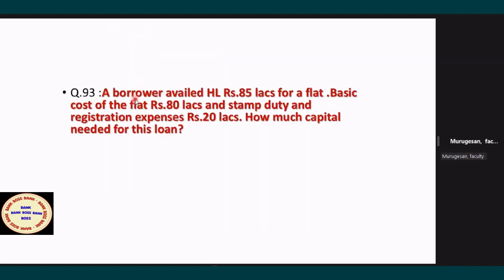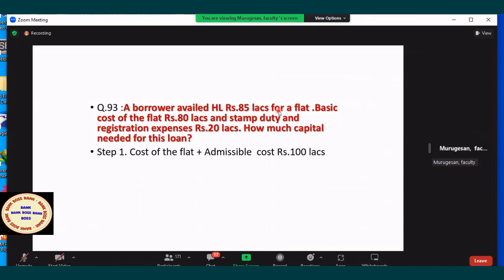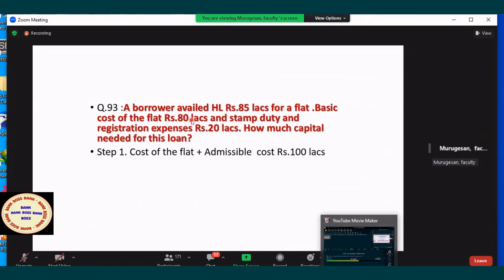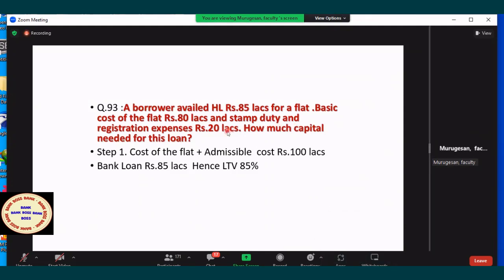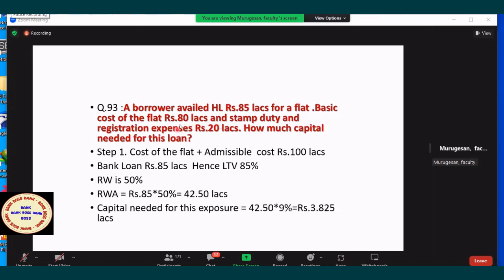You see, now they are giving a small twister, just to know whether you have understood the LTV concept. A borrower availed a housing loan of 85 lakhs for a flat. The basic cost of the flat is 80 lakhs, and the stamp duty and registration expenses are 20 lakhs. How much capital is needed for this loan? Indirectly they are giving the data. The cost of the flat is 80, plus registration 20, so total cost is 100.